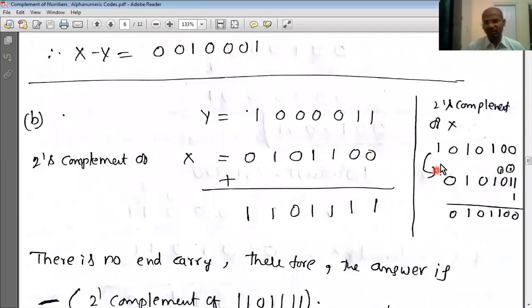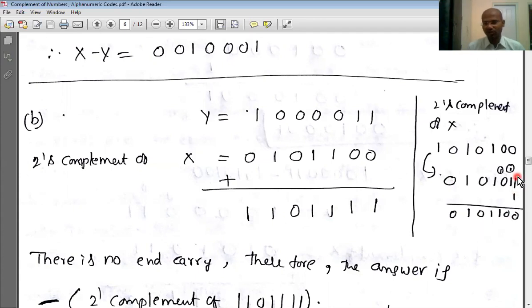Now we complement the corresponding bits. So 1 becomes 0, 0 becomes 1, 1 becomes 0, 0 becomes 1, 1 becomes 0, and these two zeros become two ones. This is the 1's complement of the given number x. Now to get the 2's complement, we have to add 1 to the LSB. After adding 1, this is the answer we get.